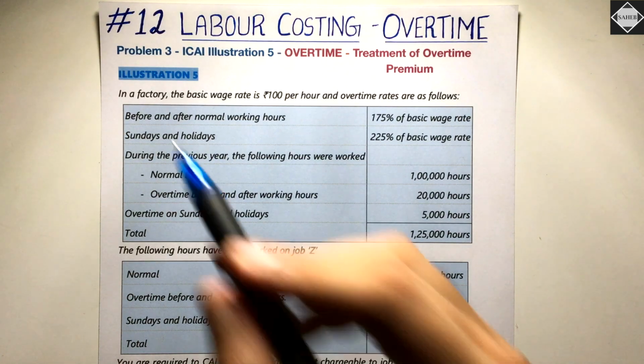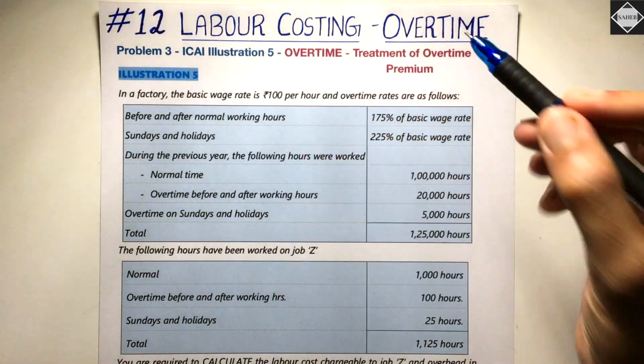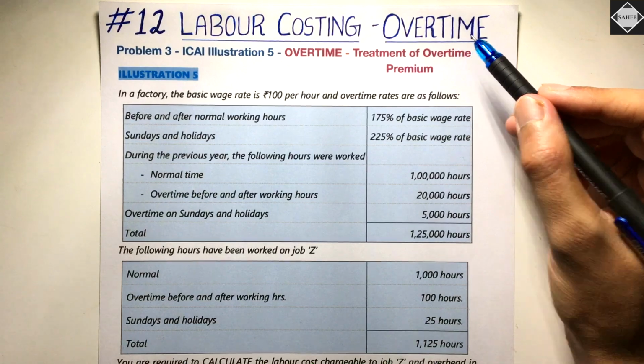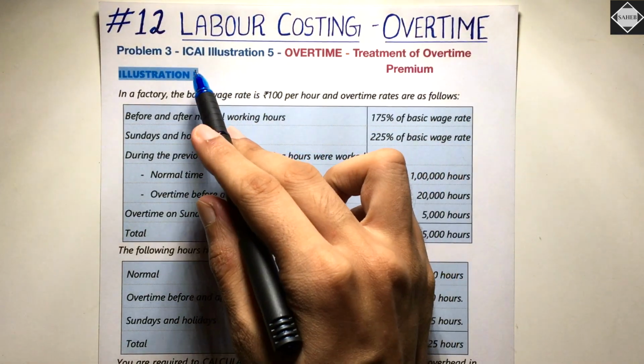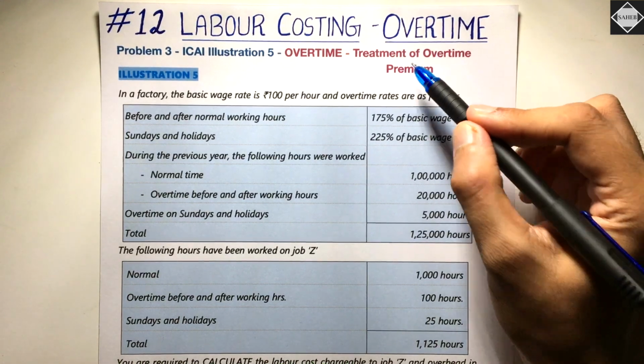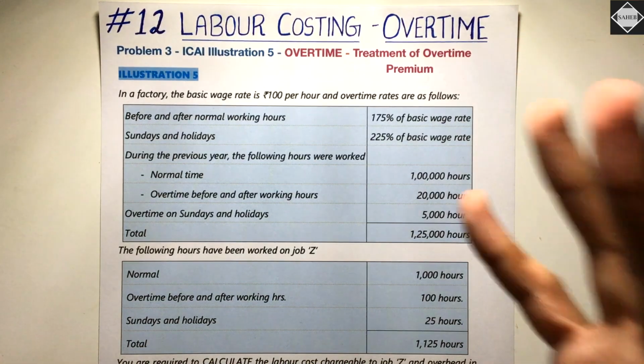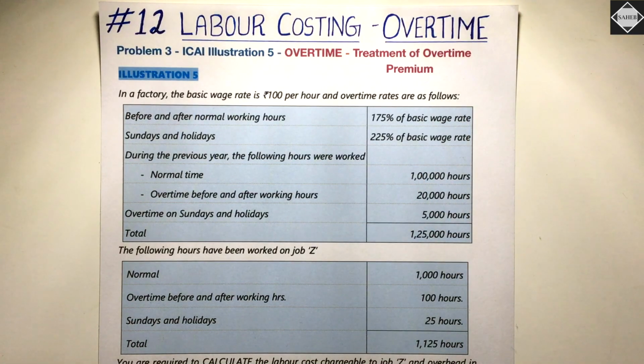Today in this 12th video of labor costing chapter, we are going to solve our third problem of overtime. And this question is from the ICAI study material, illustration 5, as you can see. The interesting thing about this question is that the focus is on the accounting treatment of overtime premium. We are going to practically see how it is treated in cost accounting.